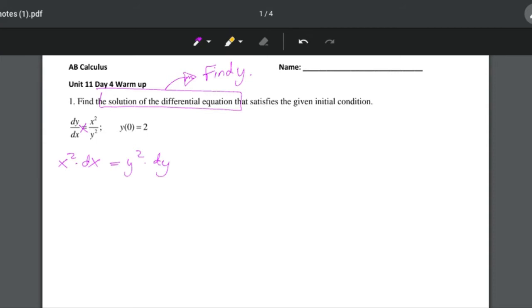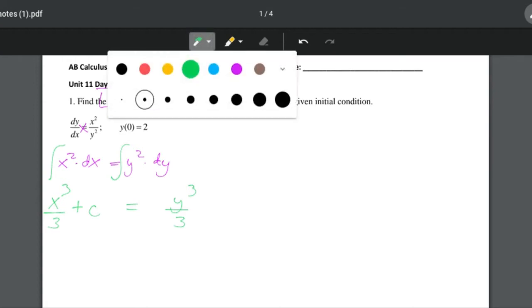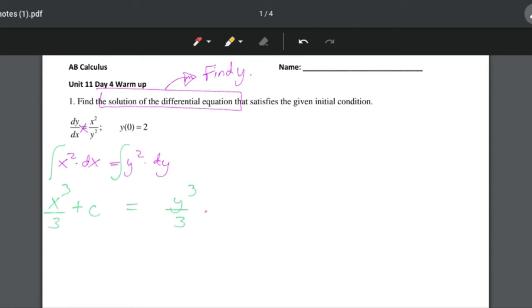All right, and then from there, we're ready to take the antiderivative of both sides. So we get x to the third over 3 plus c, and over here we get y to the third over 3. Once you do that, again, you only need a c on one side, doesn't matter which one. But the goal was to find y, so we need to get y by itself. So from here, probably my first move would be to multiply both sides by 3. Just remember, though, this left side, we're multiplying the entire thing by 3.